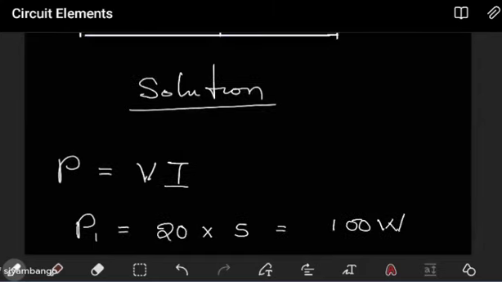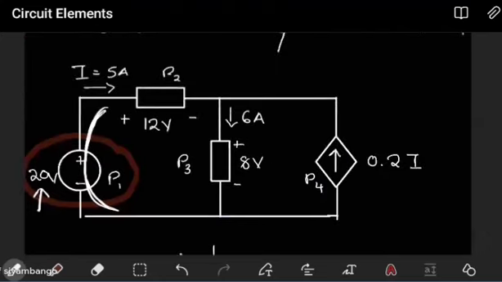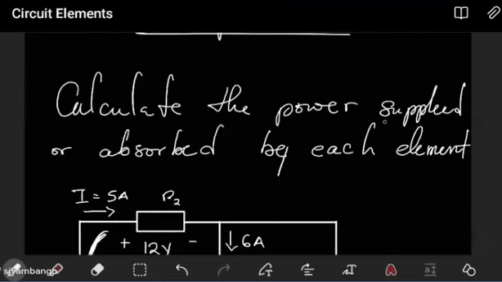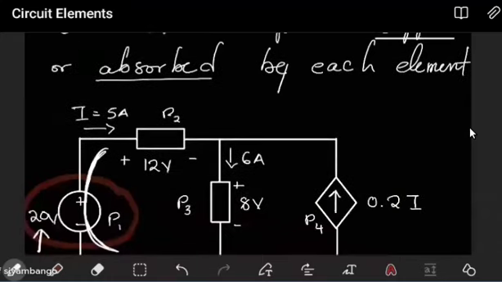So you can look at it like this, but you need to understand one thing. There are two things. Some elements are supplying power, while other elements are absorbing power. So distinguish those that are supplying from those that are absorbing. In this case, resistors will absorb power. Therefore, power absorbed is going to take a positive symbol, while power supplied is going to take a negative symbol.